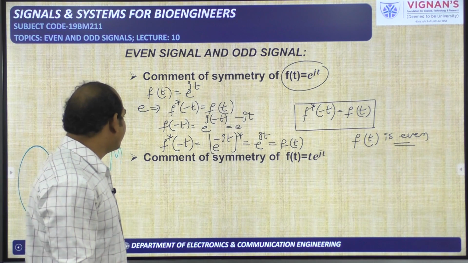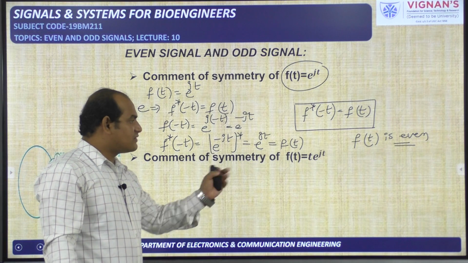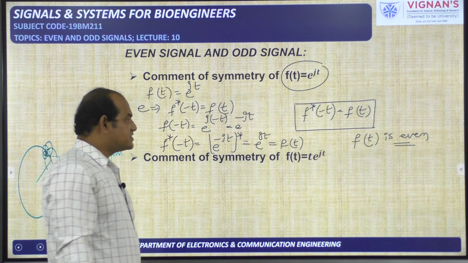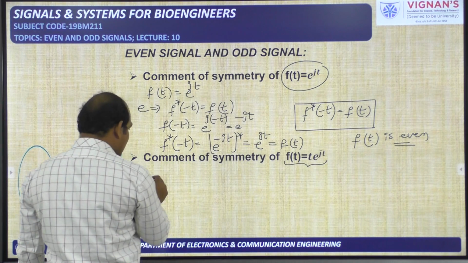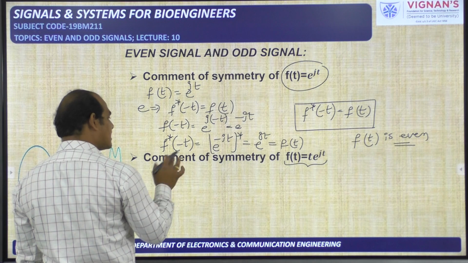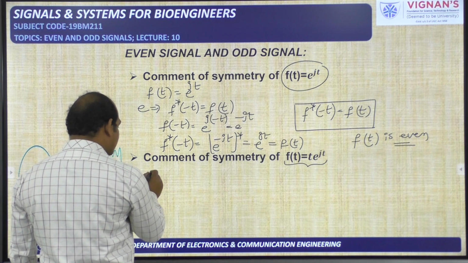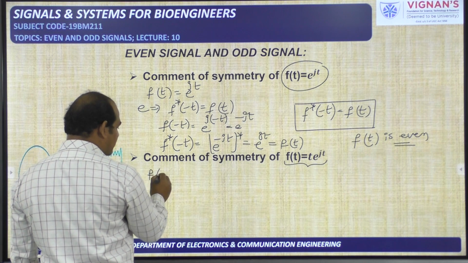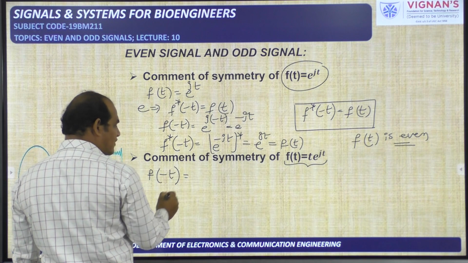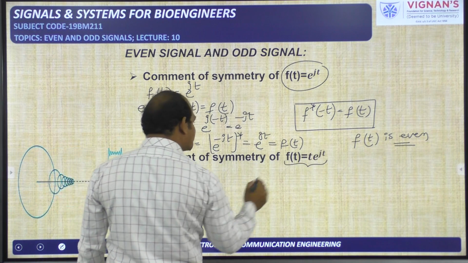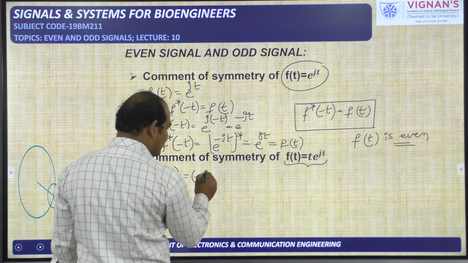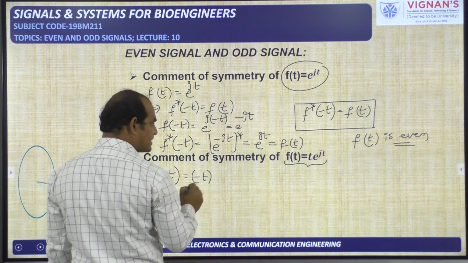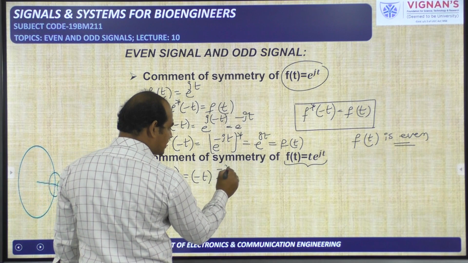Okay, now we need to comment on the symmetry of f of t is equal to t into e power jt. By observing this signal we can tell it is a complex signal. So I am checking the condition for the even symmetry or odd symmetry. For that purpose I first need f of minus t. F of minus t means just replace t with minus t. So you will get minus t e power minus jt.